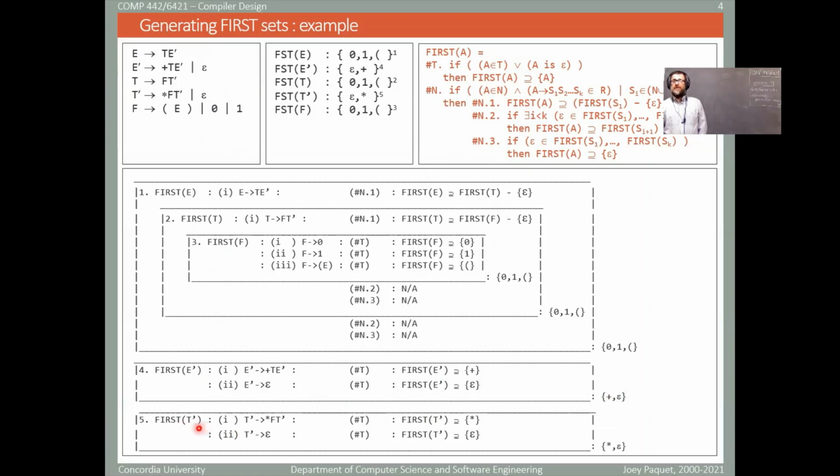Then very similar for first of T prime. T prime is either star F T prime or epsilon. So let's take these two rules in sequence. First, the sentential form on the right-hand side here starts with star, which is a terminal symbol. So we use this rule here, and that rule tells us that star is included in first of T prime. And that's the only rule that applies. Then we have T prime gives epsilon, and again the same rule applies, and that's the only one that applies. So first of T prime contains epsilon. So now we have found that first of T prime is star and epsilon. So that's how you use this formal definition here.